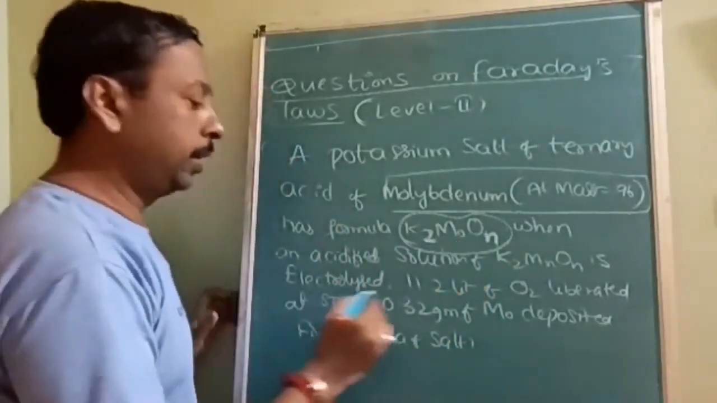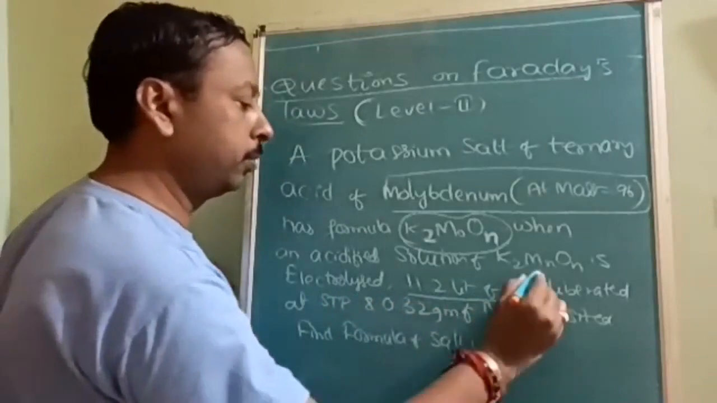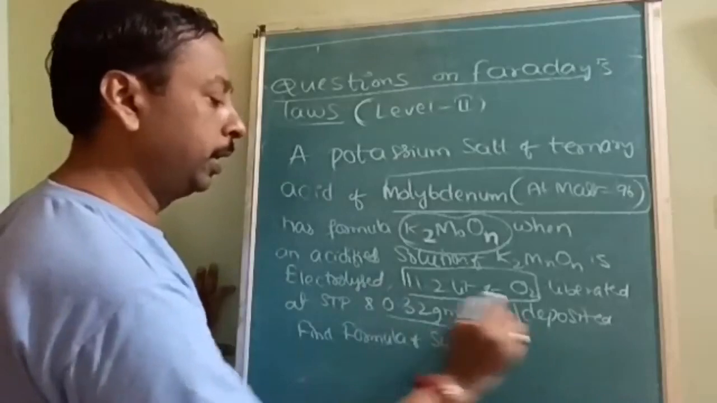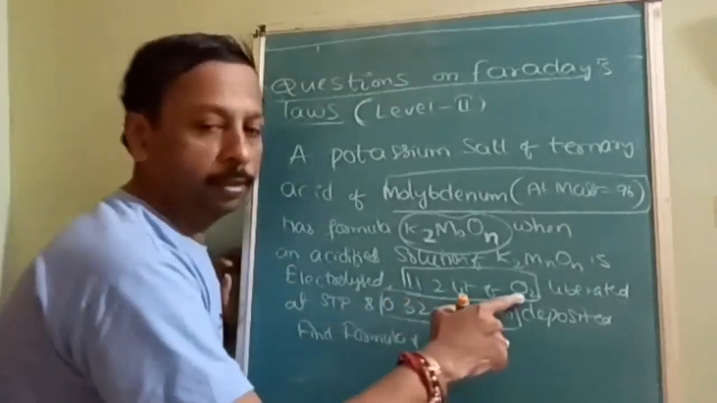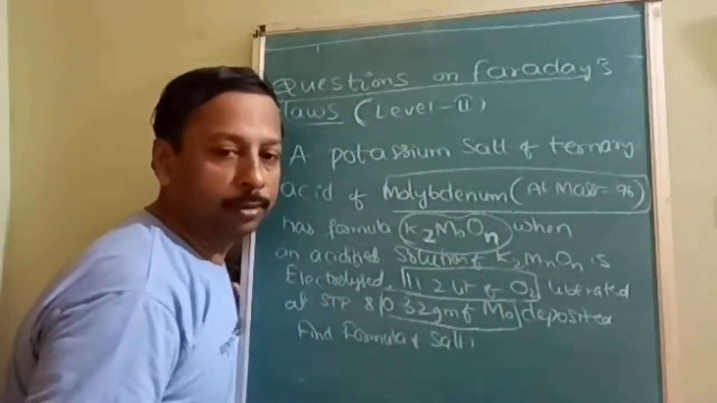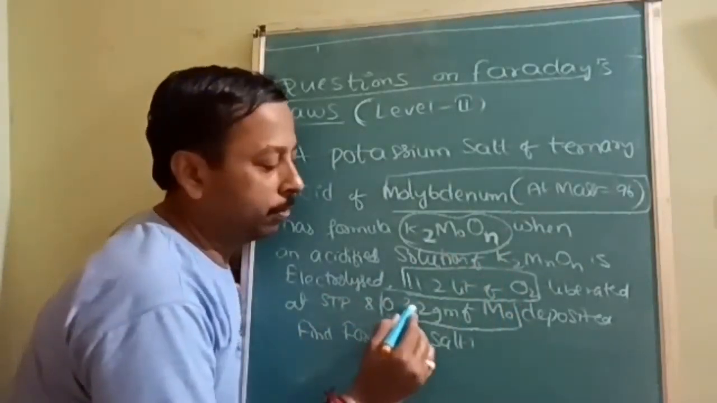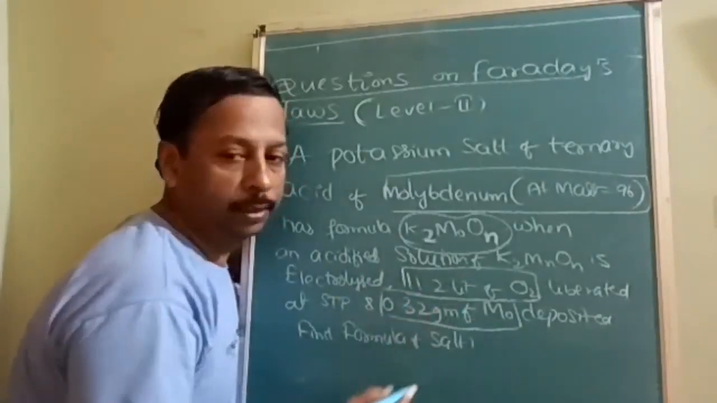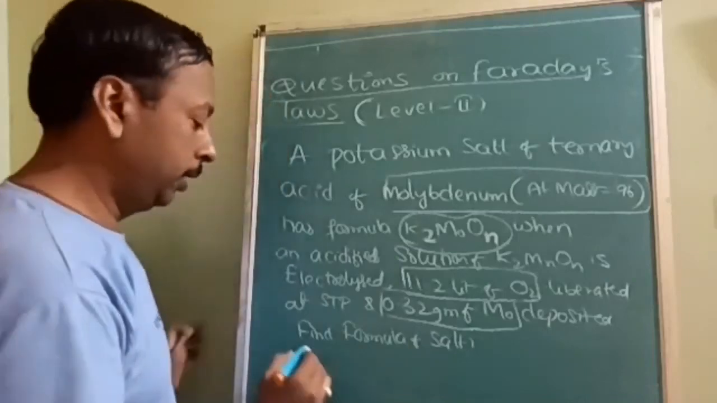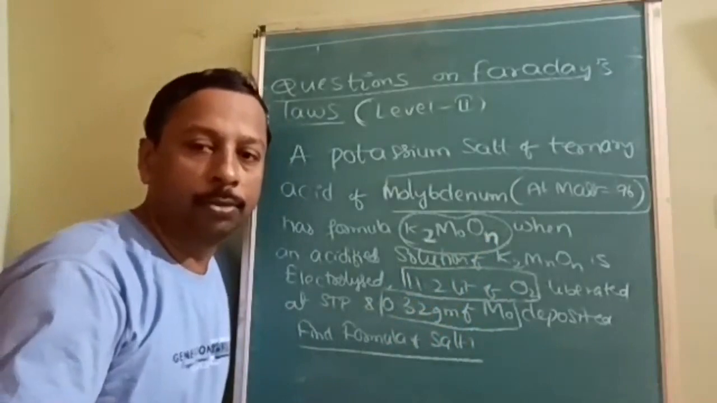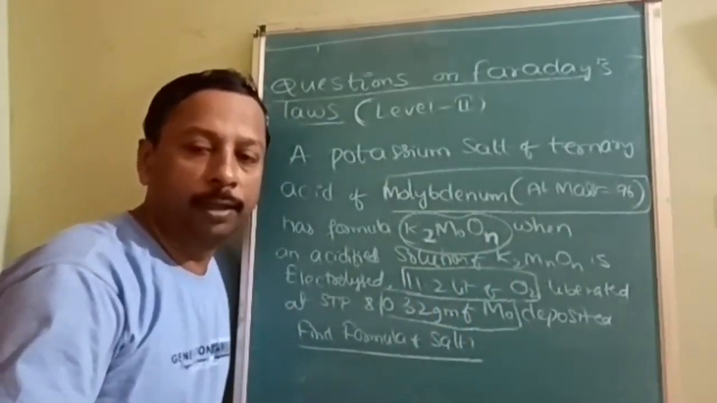When it is electrolyzed, 11.2 liter of oxygen is liberated. At the same time, at some other electrode, oxygen being negative will go to the positive electrode, and 0.32 grams of molybdenum is deposited at the negative electrode, simultaneously. Then find the molecular formula n. It is an integer type question, so try to solve it. It is a single integer type question.